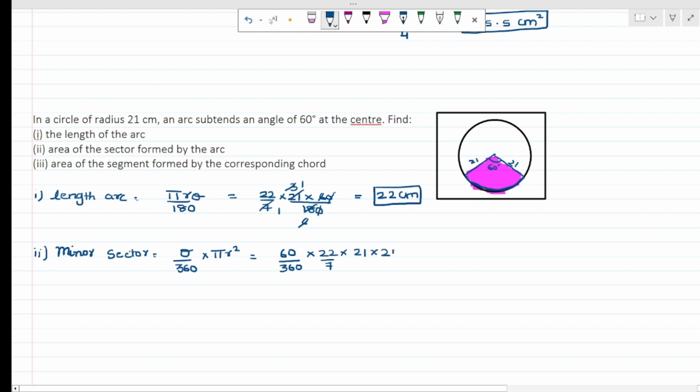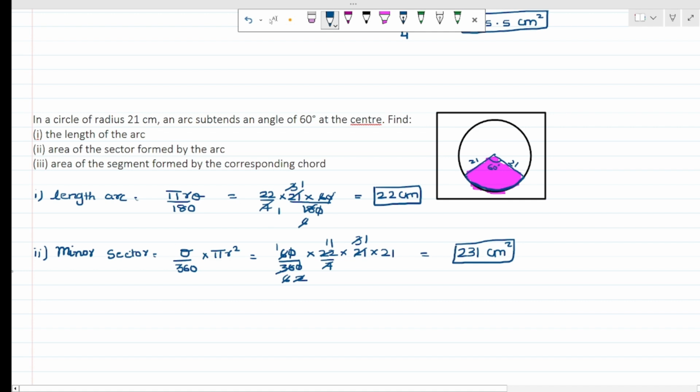21 multiplied by 21. This 0 and this 0 getting cancelled. 6 ones are 6, 6 6s are 36. 7 ones are 7, 7 3s are 21. 3 ones are 3, 3 2s are 6. And 2 into 11 gives me 22. So you are left with your answer 11 into 21, which gives you your answer 231 centimeter square. This is the area of minor sector.